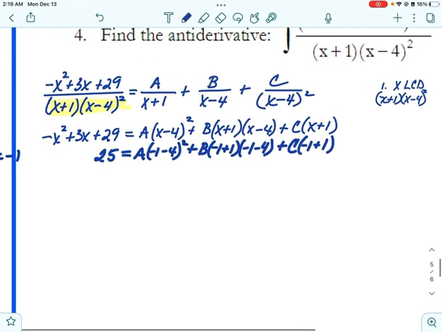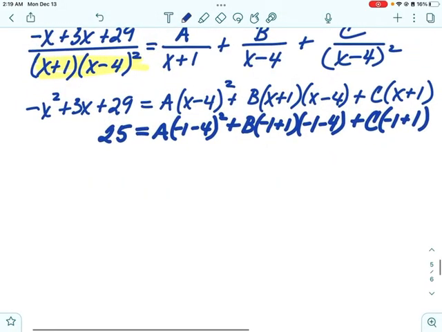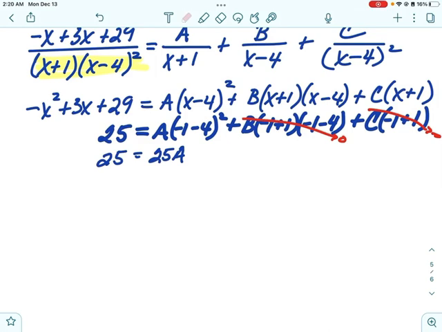So it turns out, we get 25 is equal to 25a, and then as it turns out, this term goes to 0 and this term goes to 0. So we get 25 is equal to 25a, leaving us with a is equal to 1.